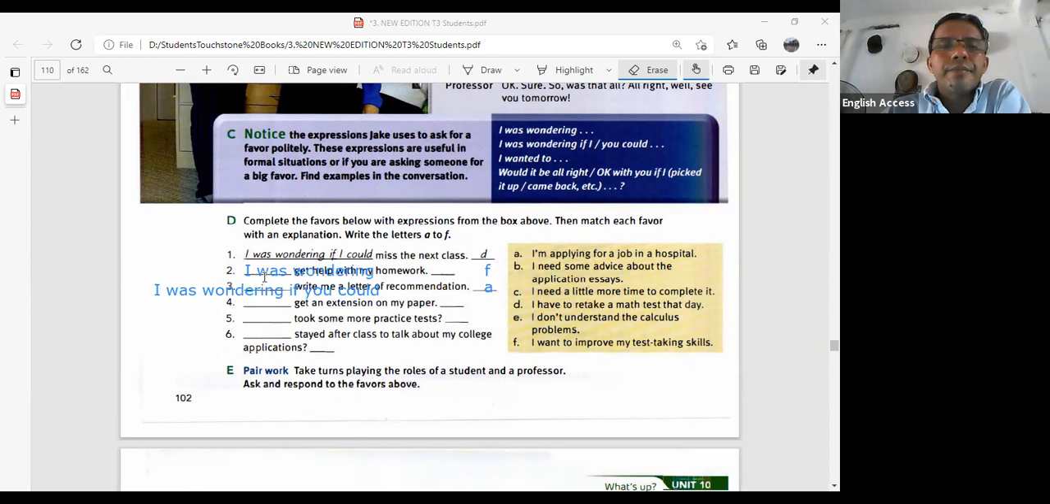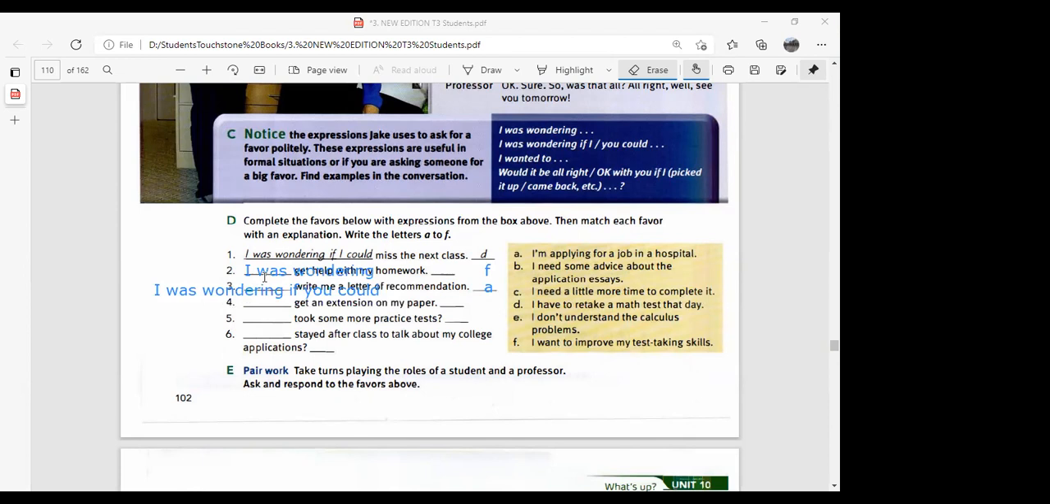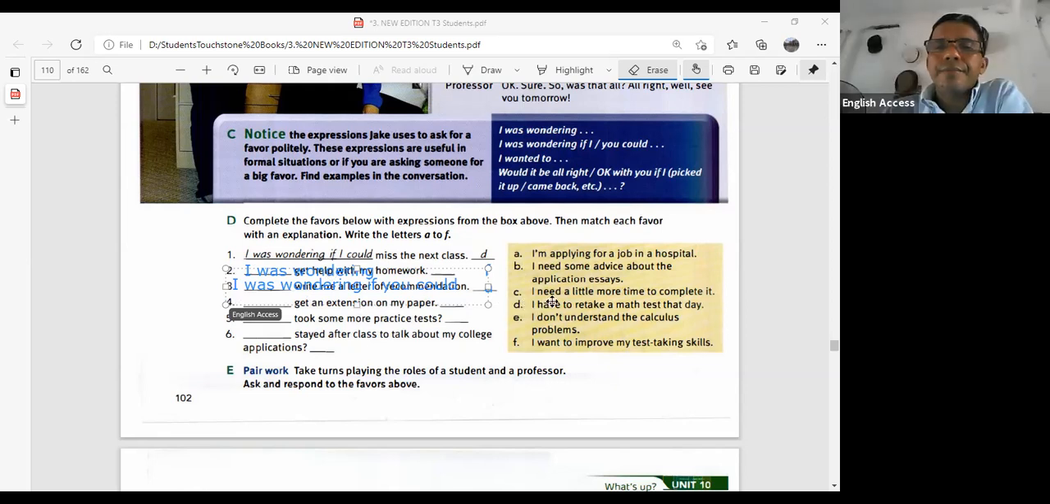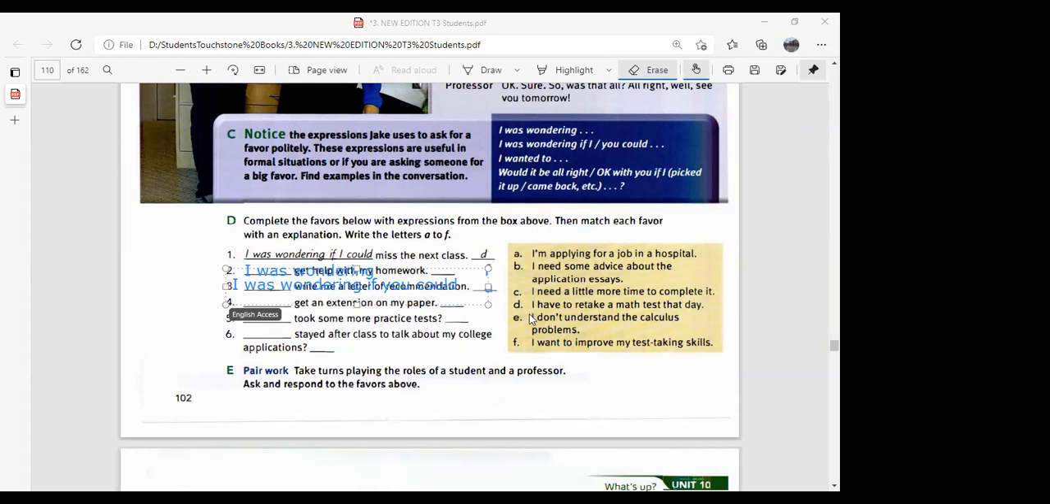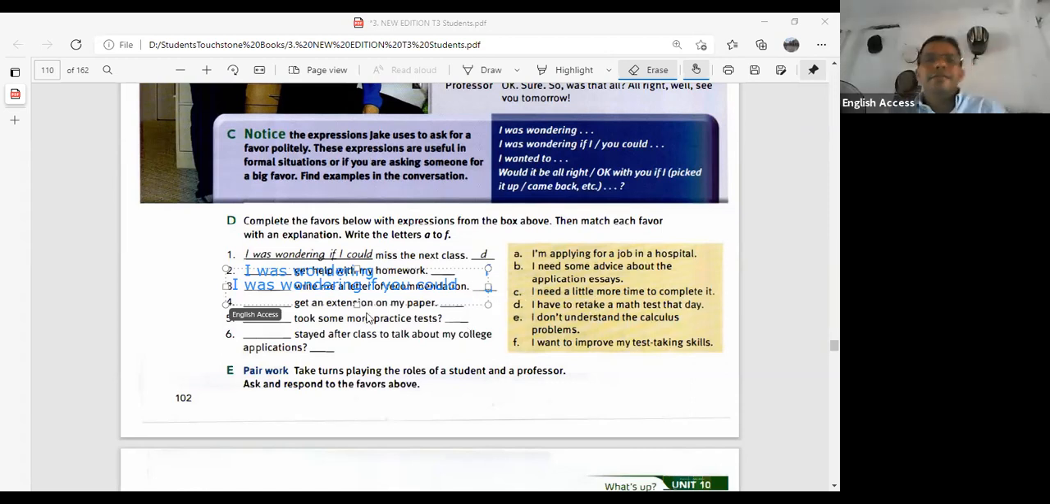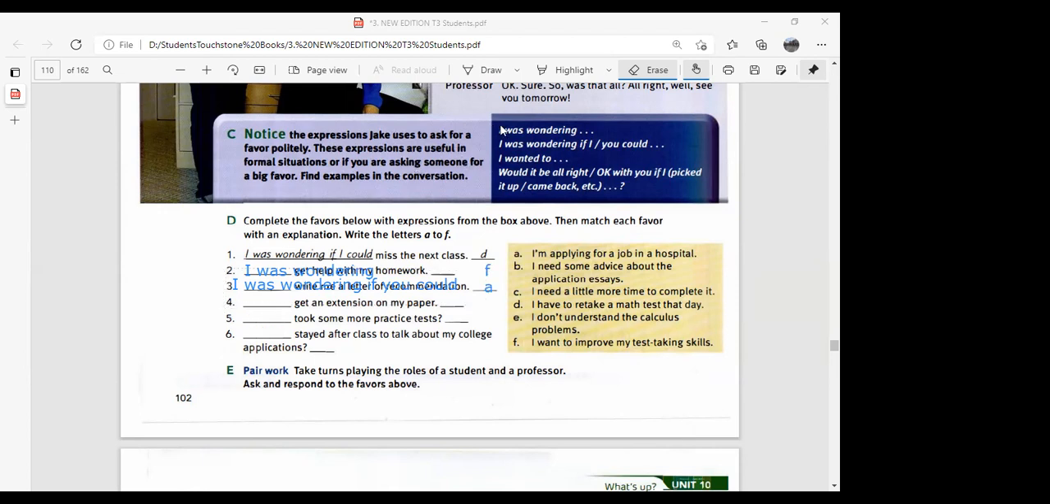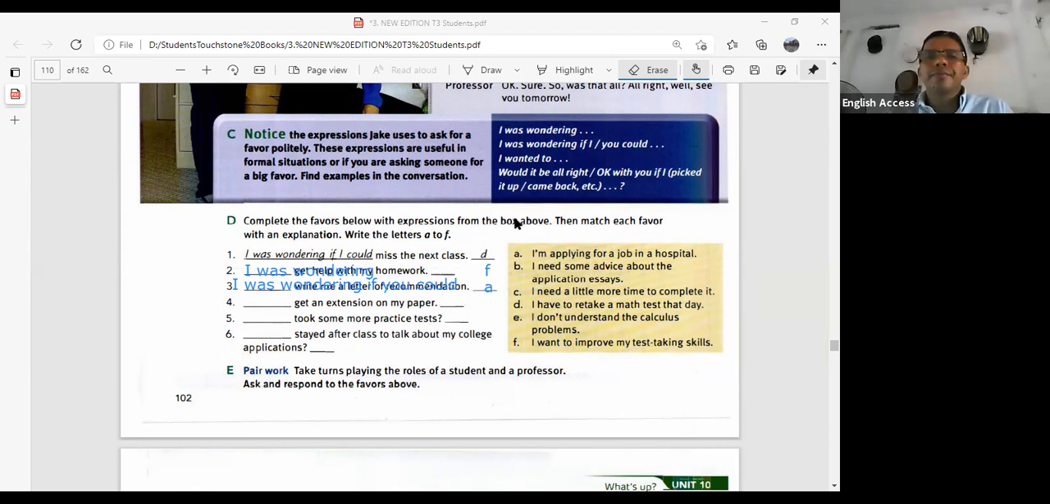Number 4. Teacher, yes, please. I was wondering if I could get an extension on my paper. Letter C. Can you read it? I need a little more time to complete it. Remember, you can use any of these. It's up to you. Those are the expressions you can use. So you said this letter C.